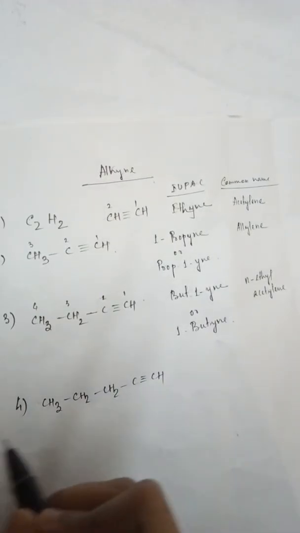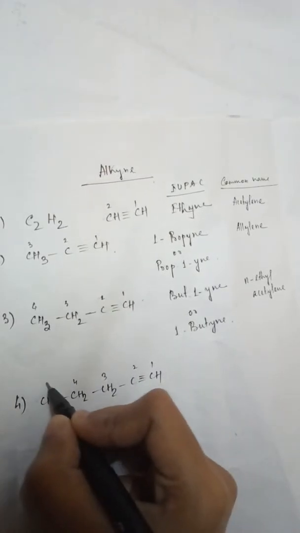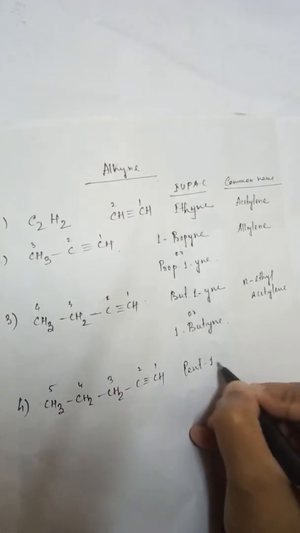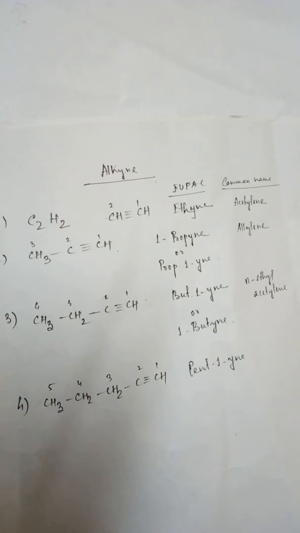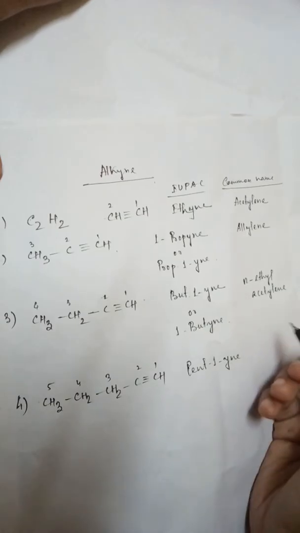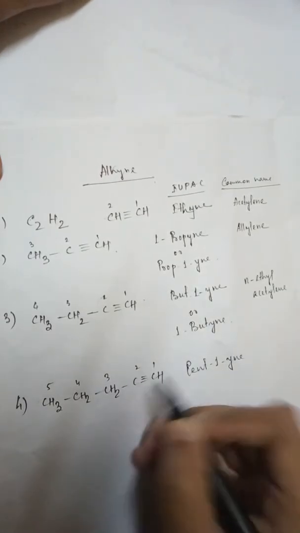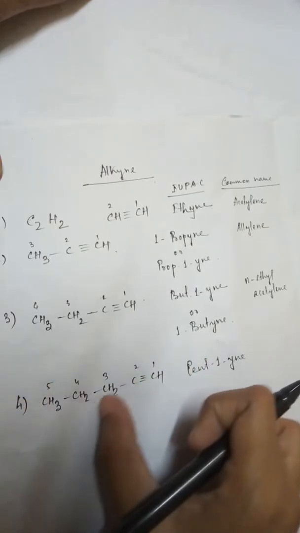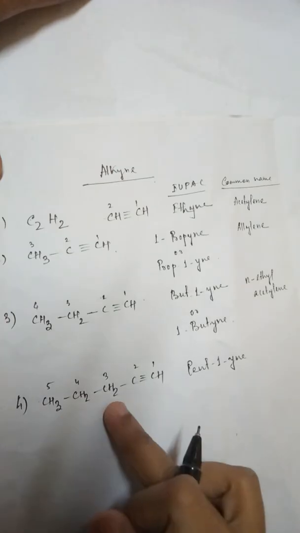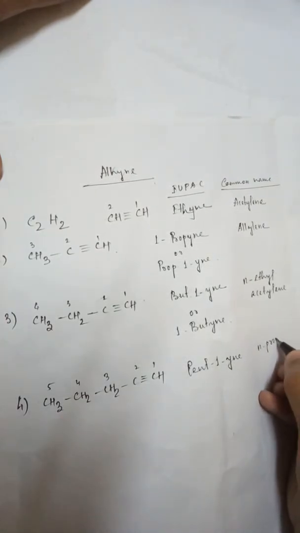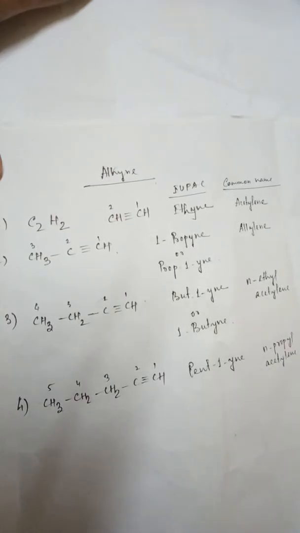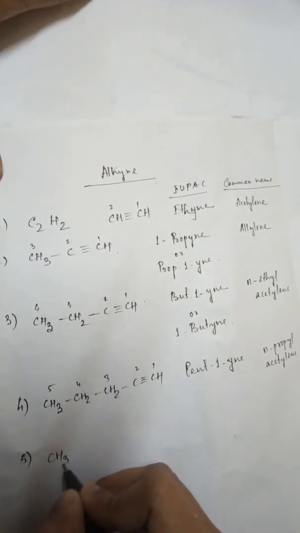Now come to the next example. In this compound, the total number of carbon atoms is 5, and the triple bond starts from carbon atom 1, so we can write pent-1-yne, or also 1-pentyne. Now what is the common name? Here this is again the acetylene part, and except this acetylene part, how many carbon atoms are present in the rest of the part? 1, 2, 3 carbon atoms. 3 carbon atoms means propyl group. This is a normal chain, so we can write N-propyl acetylene.